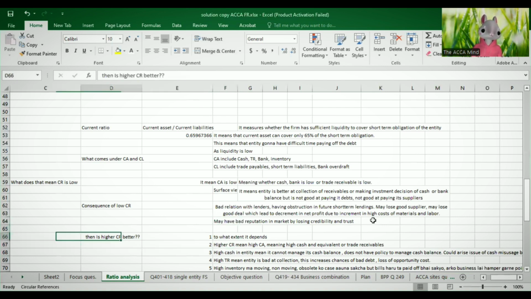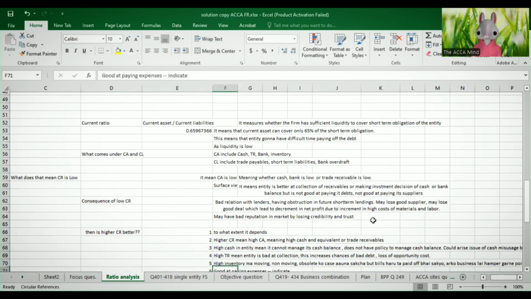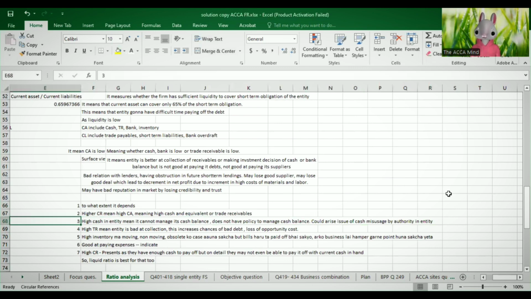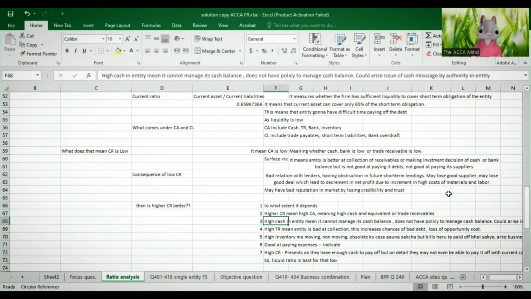So the question that arises is: is a higher current ratio better? It depends on how high the ratio is. A higher current ratio may mean that the entity has high cash and cash equivalents, trade receivables, and inventories, right? High cash may also mean that it cannot manage its cash balance and does not have a policy to manage it. It could arise from misuse of cash by the authority in the entity, right?